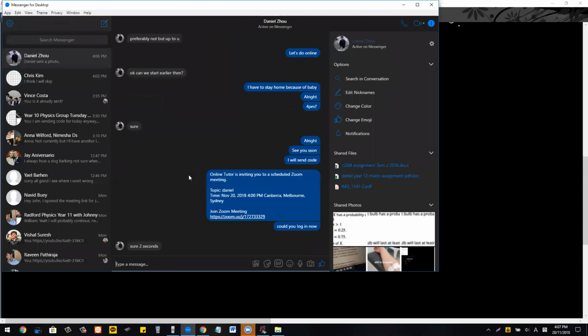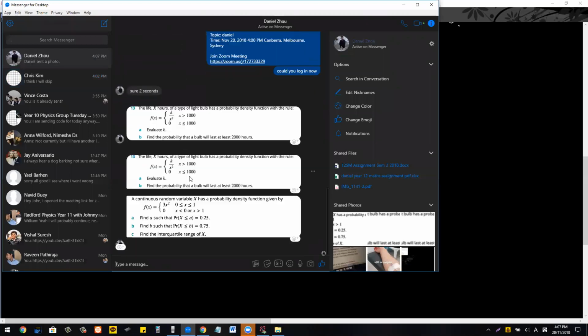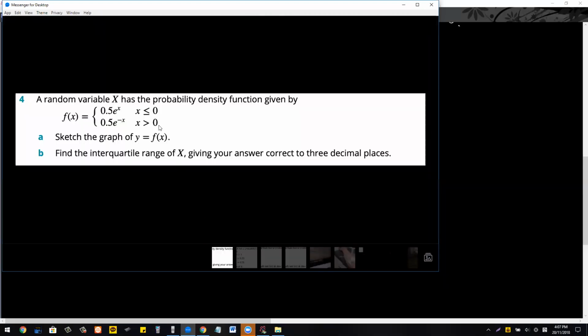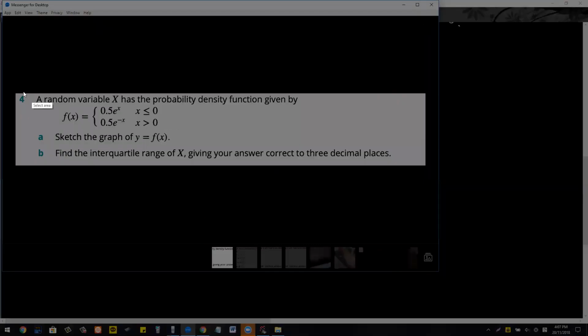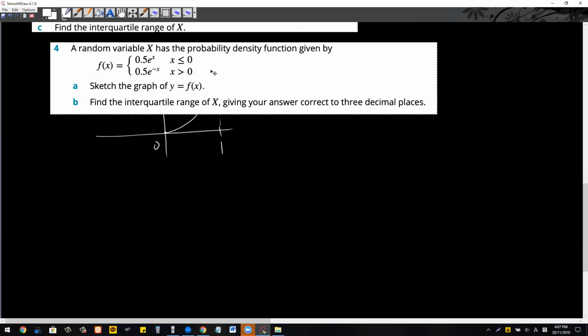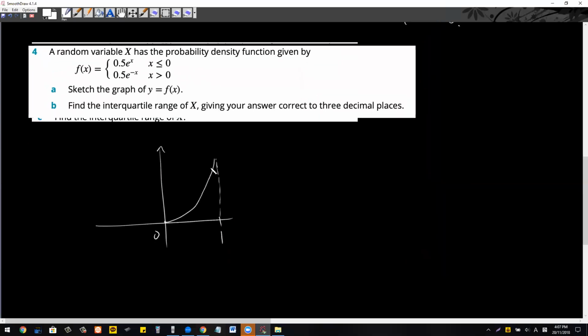There we go. Okay, so you need to sketch this graph. That's pretty simple, because you know what e to the x looks like. It's an exponential function, isn't it? It's a positive exponential function.